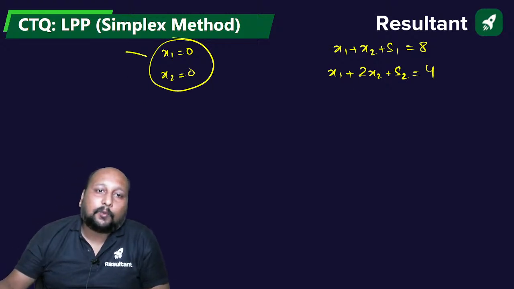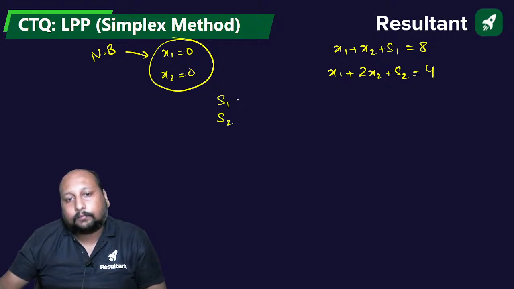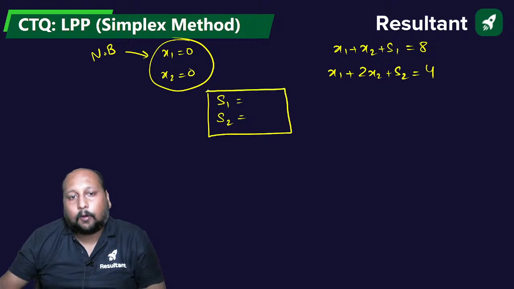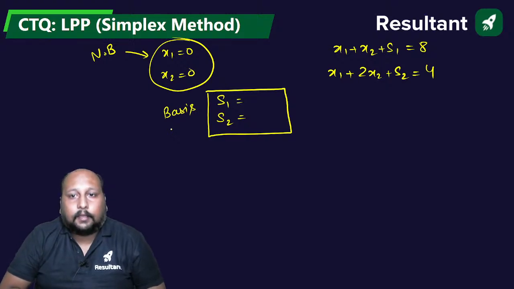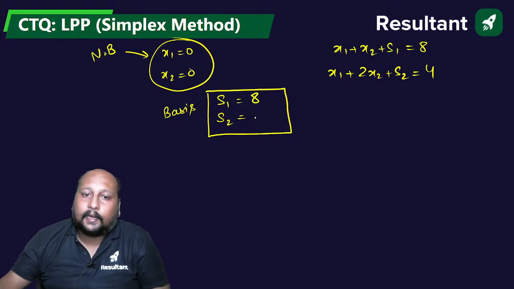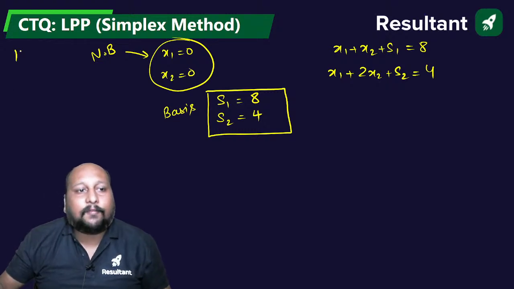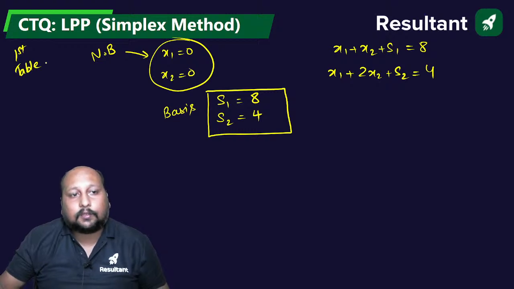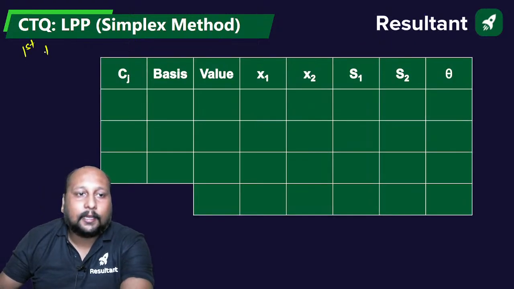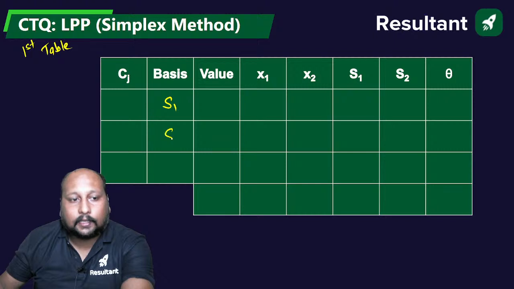So tell me, if I take x1 and x2 as the non-basic variables, then what is the value of s1 and s2? These will be called basis or basic variables. Quickly. If I assume x1 and x2 equal to 0, we get s1 equal to 8 and s2 equal to 4. Clear? So let us assume this as the first solution, or first table. Let us formulate the first table. Here the bases are s1 and s2, whose values are 8 and 4.